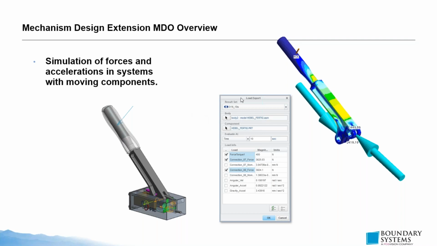So a little bit more about this Mechanism Dynamics extension. Essentially, as I mentioned, you can simulate forces and accelerations in systems with moving components. We can see an example here of a lever, many moving components, a couple connections, including a cylinder connection, I believe. And all of that is able to be simulated, including the forces, torques, velocities, and angular accelerations at any given time.